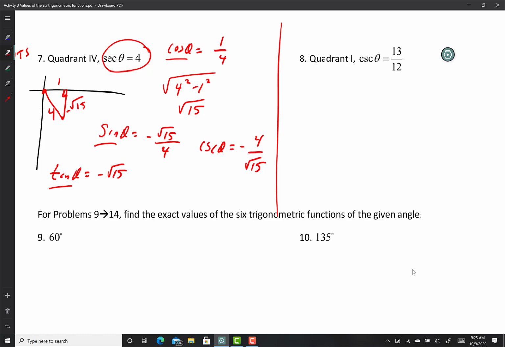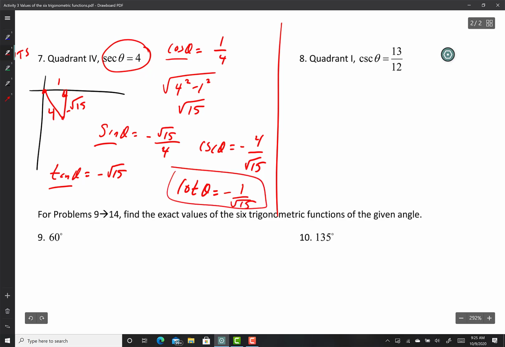And let's see, what else am I missing? I already got secant. Oh, cotangent. Cotangent theta. Maybe make it neater than me, guys. As you can see, mine are all over the place. Maybe make a column where everything's nice and neat. So cotangent is the reciprocal of tangent, so negative 1 over square root of 15. And there it is, guys. Since I have them all over the place, I'm going to box them in.